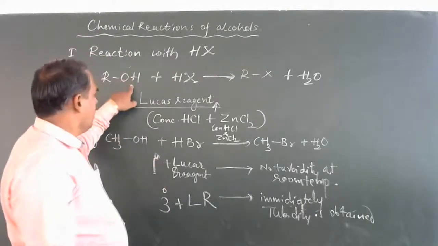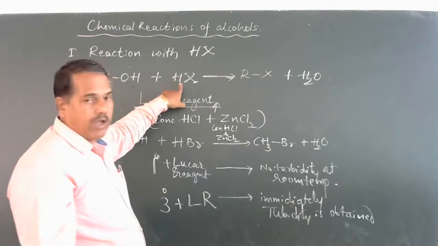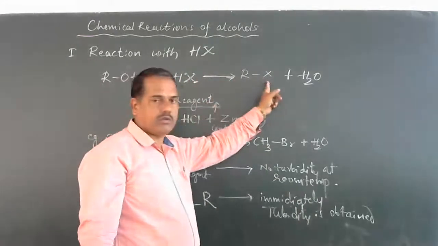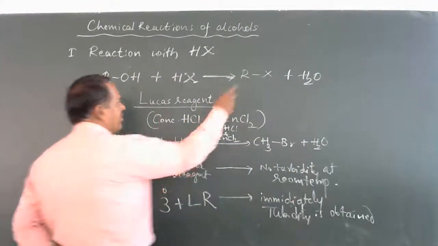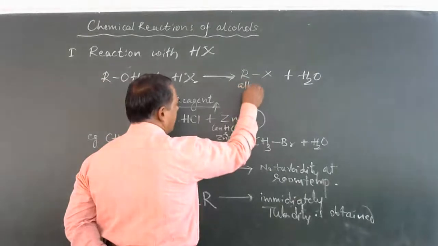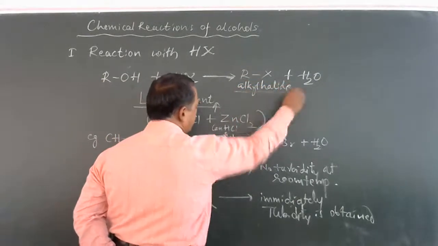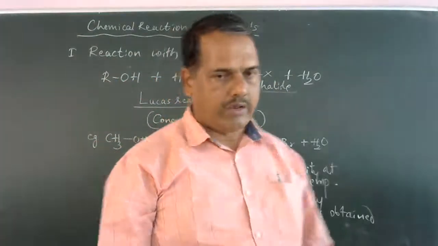When alcohol reacts with hydrochloric acid, it means a hydrogen halide, so we will get RX and release of a water molecule, where RX is nothing but an alkyl halide. You already studied this in the first unit of organic chemistry, that is haloalkane and haloarene.